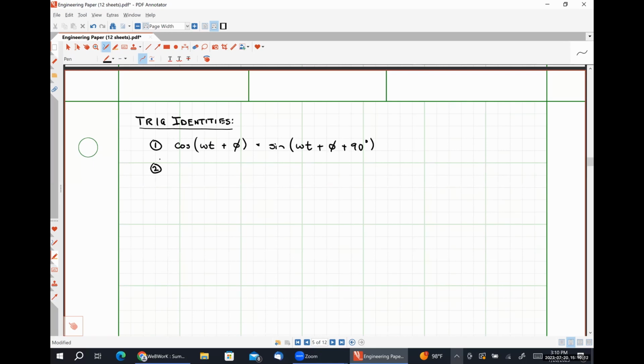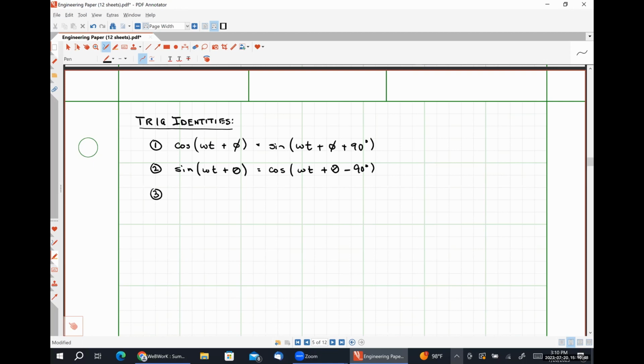Trig identity number 2 is the opposite relationship. So if we have sine of omega t plus some phase angle theta, that will be cosine of omega t plus theta minus 90 degrees. Or in other words, to convert from sine to cosine, we subtract 90 degrees from the phase angle. Okay.